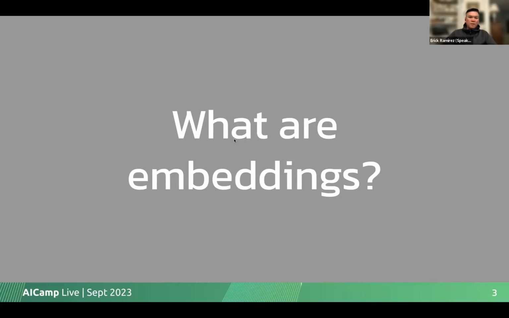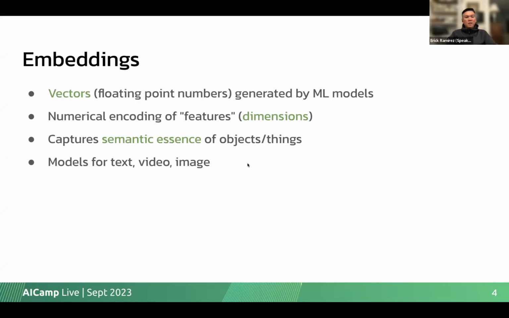So first of all, what are embeddings? Embeddings are floating point numbers, otherwise in mathematics known as vectors, that are generated by machine learning models. The general idea is that you can create embeddings on things like text, video, and image, and they get converted into numbers so computers can do processing on them. More importantly, we can do mathematical comparisons.